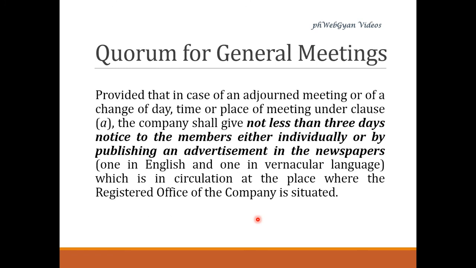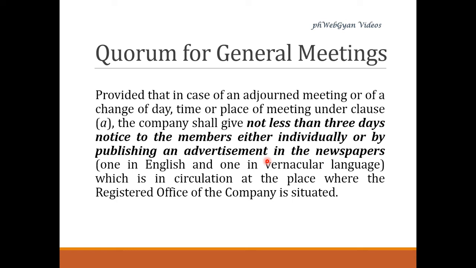It is given under the proviso. It says that provided that in case of an adjourned meeting or of a change of day, time, or place, as specified under clause A, as the board may determine, which we have already discussed, the company shall give not less than 3 days notice to the members, either individually or by publishing an advertisement in the newspaper.